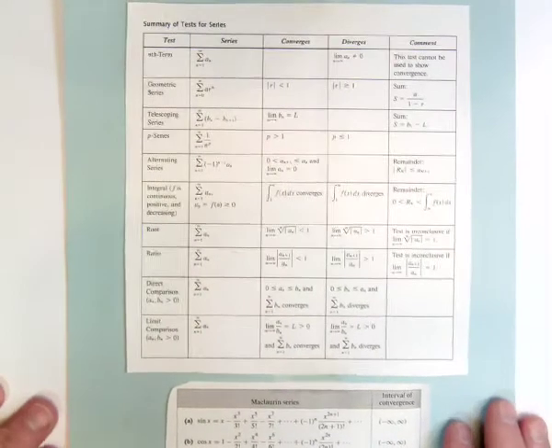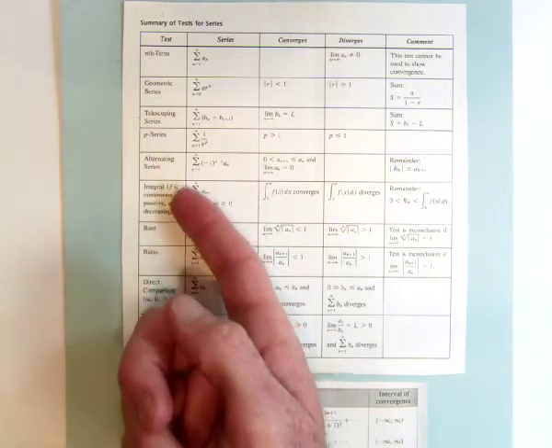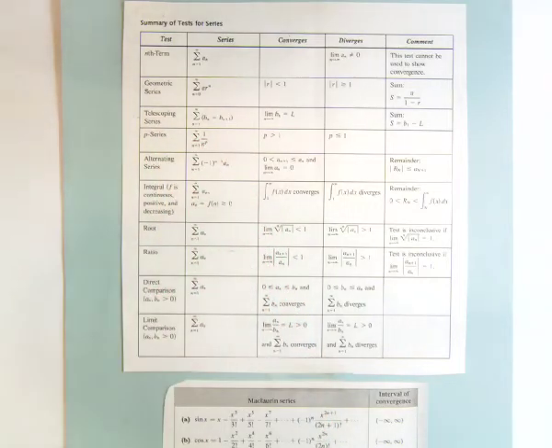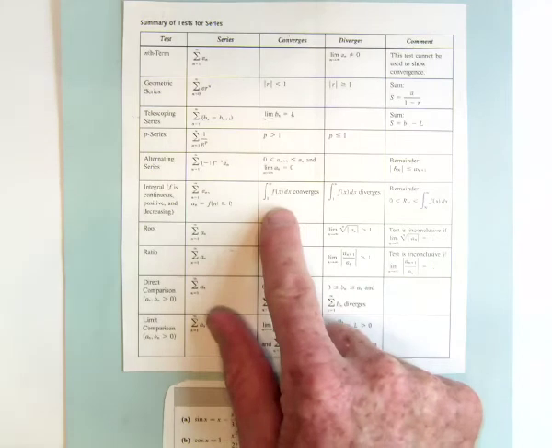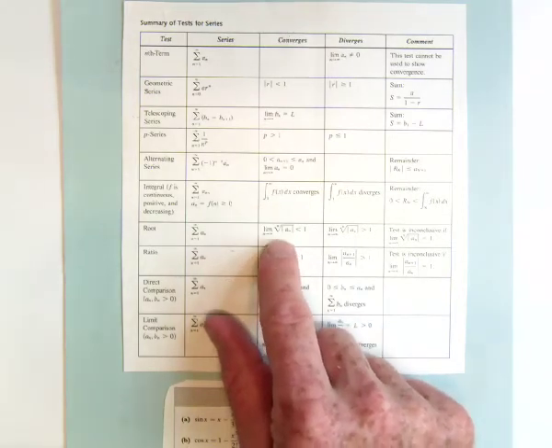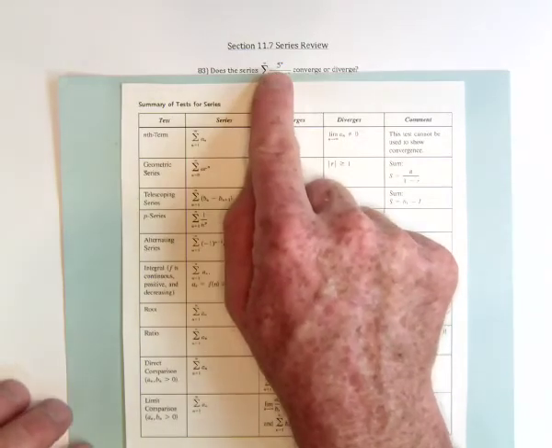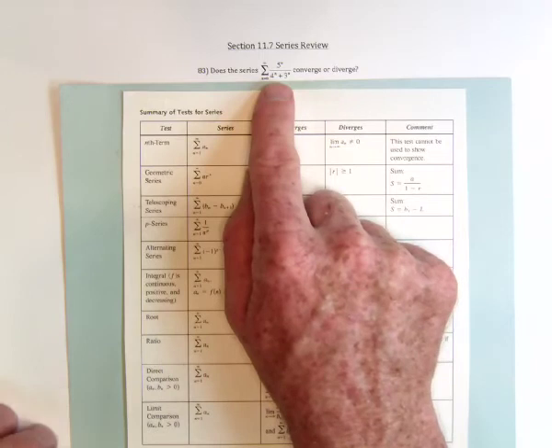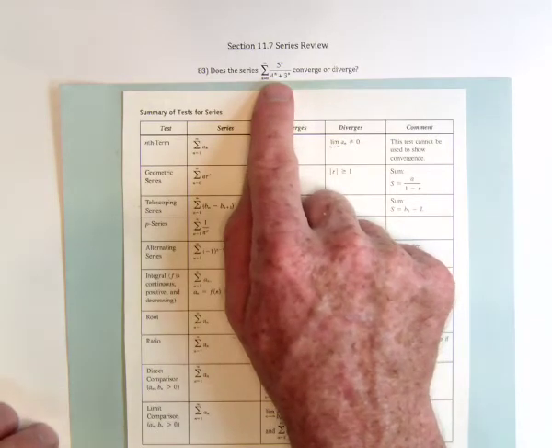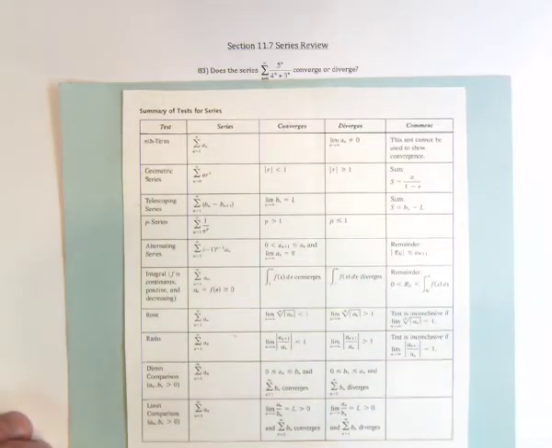Well, I suggest that you have one of these at about this point in the semester, where you can look at the different tests: geometric, telescoping, is it a p-series, etc. See, for example, the integral test. You want to integrate that thing? No, I sure don't. How about the root test? Taking the nth root of that would be a good idea. But what's the nth root of these two things added together? Well, if we have to do it, we could.